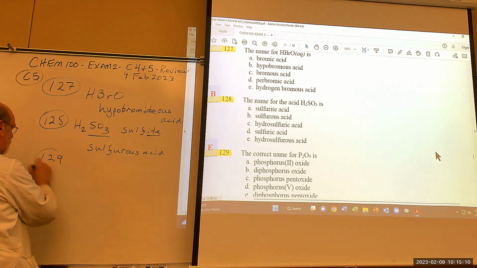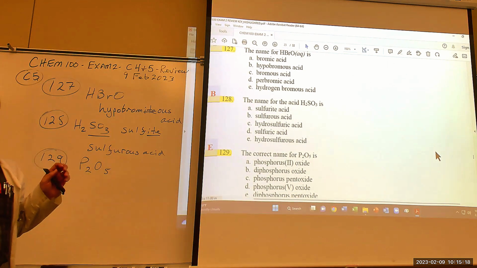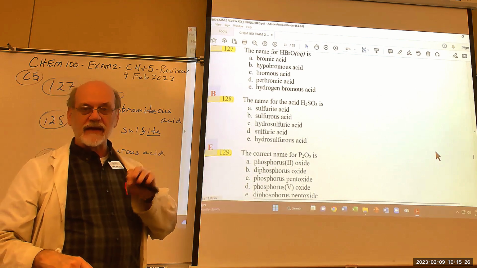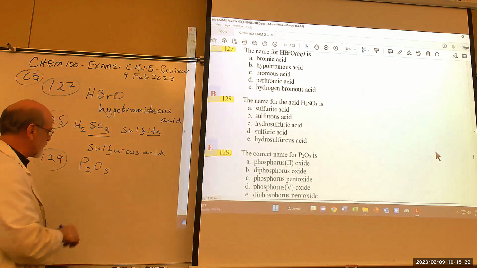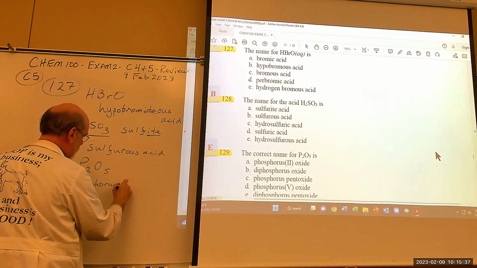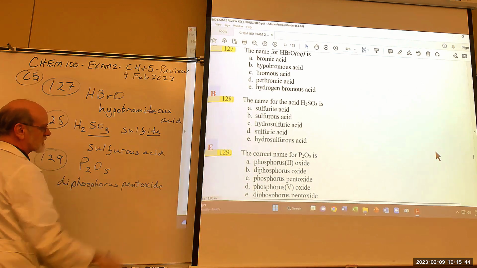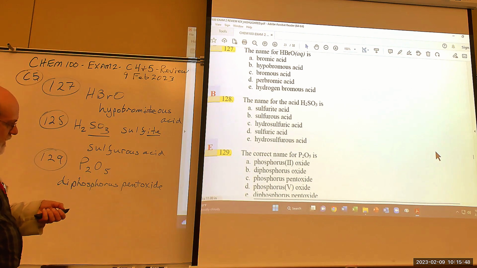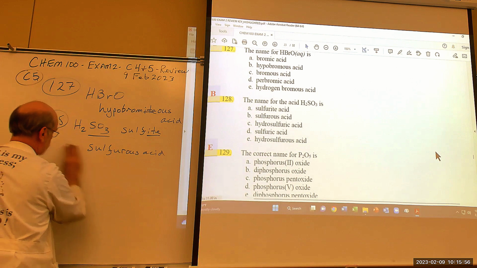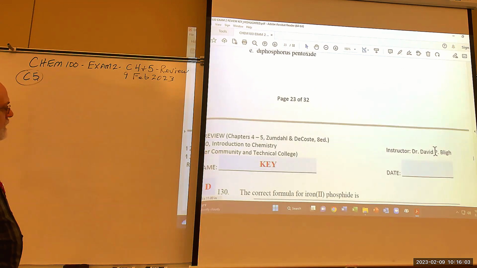And 129, the correct name for P2O5. What type is this? 1, 2, or 3? You've got two nonmetals. That means it's type 3, and all we have to do is use the Greek prefixes for how many of each. So we have di, phosphorus, pentoxide. Notice I dropped the A out of that. Diphosphorus pentoxide, which is right down here along the bottom border.